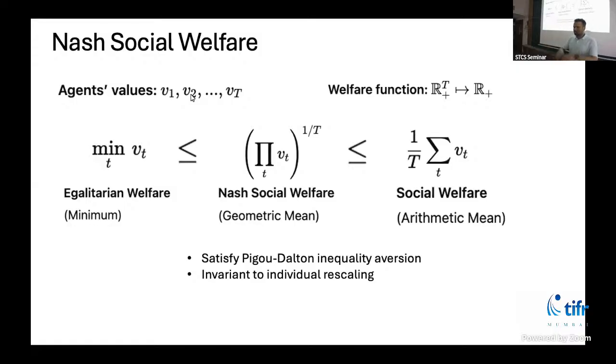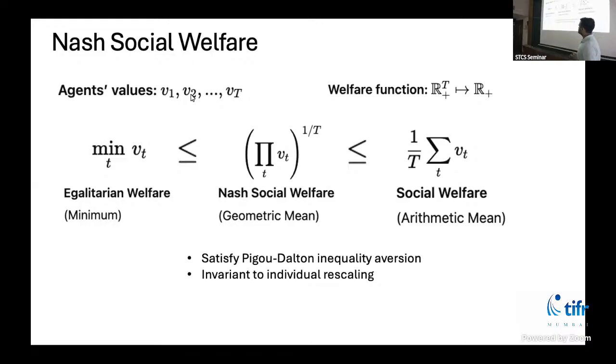Right? The wealth in the system remains the same because I'm just taking epsilon from one and giving to another. But what will happen if I do this? Social welfare will remain the same, but Nash social welfare will increase. If I take some amount from the rich and give it to the poor, the Nash social welfare will increase because of the concave property of log. This is called the Pigou-Dalton inequality aversion principle. Nash social welfare satisfies this.